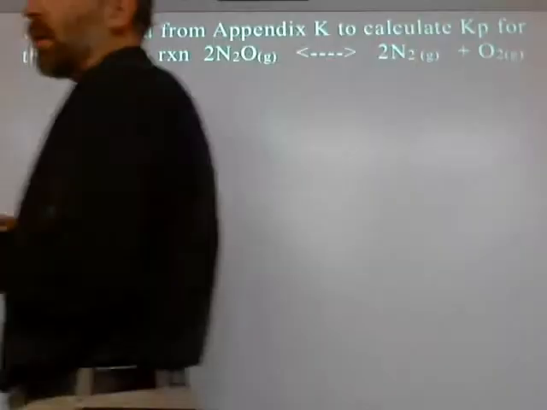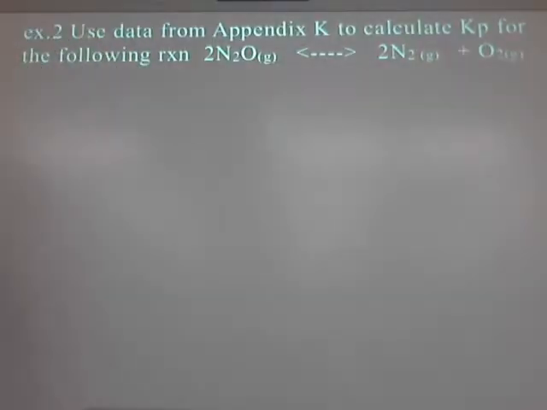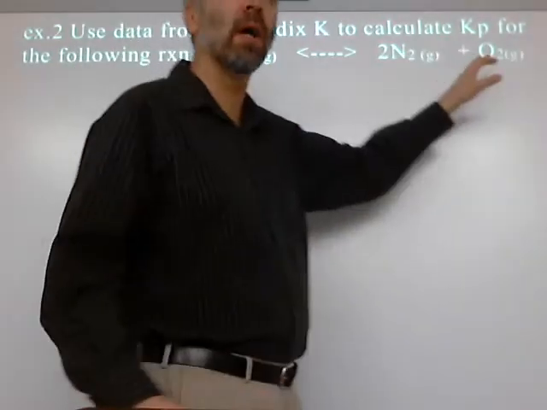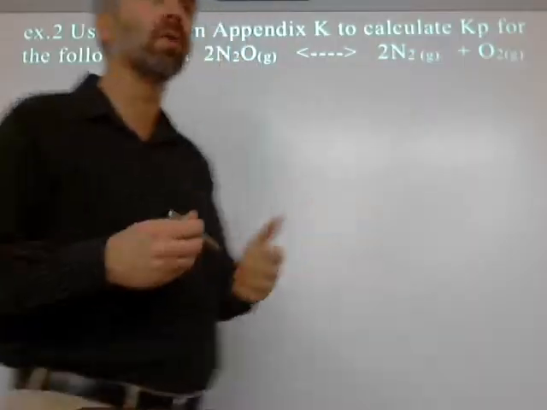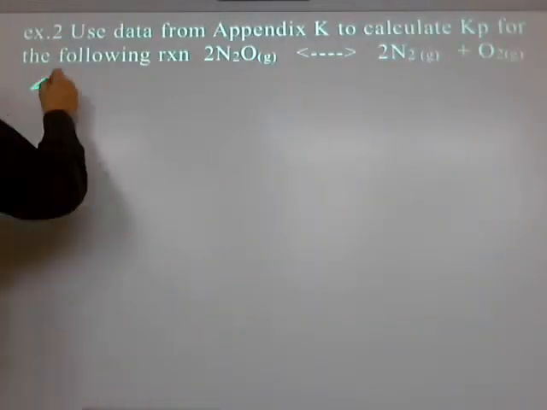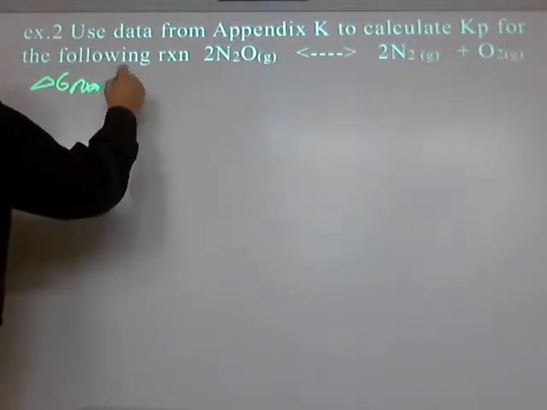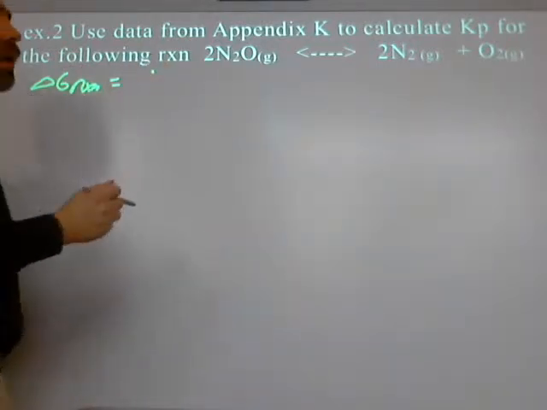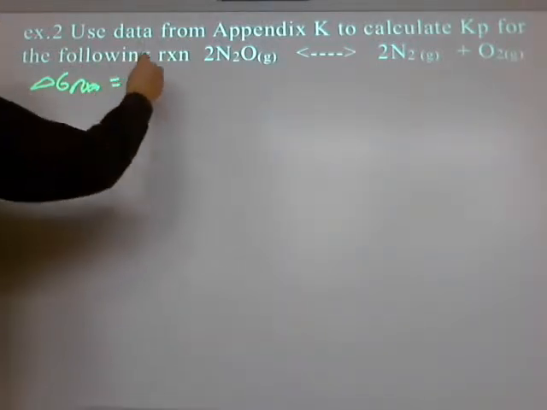Well, it's going to be a little bit harder because I have to rearrange the equation, and I've got that natural log in there. So let's write the equation. First, though, what do I have to find? It says to use appendix K to calculate Kp. So I've got to use appendix K to solve delta G like I would have solved a long time ago. Delta G of the reaction equals delta G of the products minus delta G of the reactants, if you remember that.